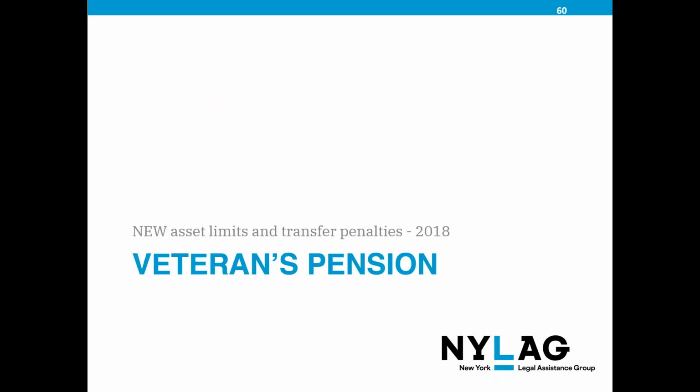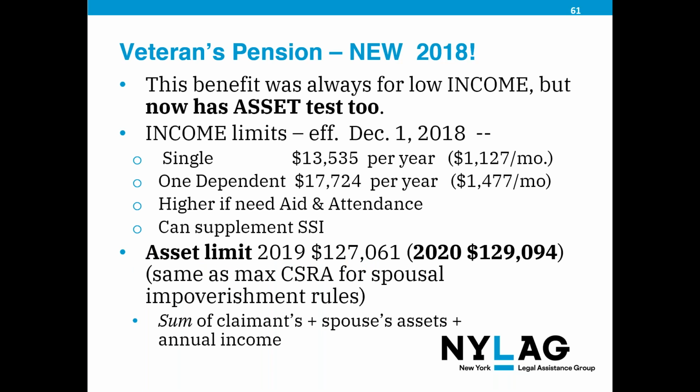All right, now we have about 20 minutes on all the other benefits. Let's talk about the veterans pension, because of changes and new transfer penalties. Before December 2018, there was no asset limit for the veterans pension, and now there is. So the asset limits, they're using the community spouse resource allowance from the Medicaid spousal impoverishment rules.